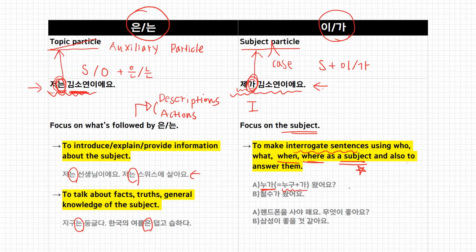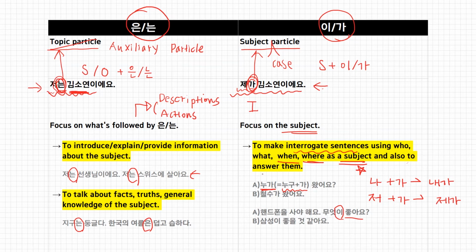There are two more like this. 나 plus 가 is 내가. 저, I, the polite form, plus 가 is 제가. One more example. 핸드폰을 사야 해요. I need to buy a mobile phone. 무엇이 좋아요? What's good? 삼성이 좋을 것 같아요. Samsung might be good.